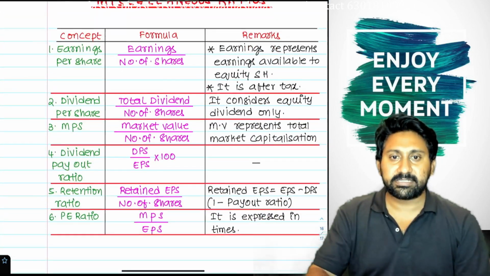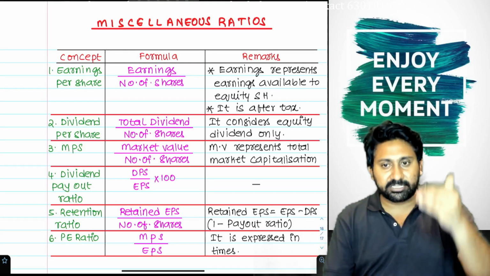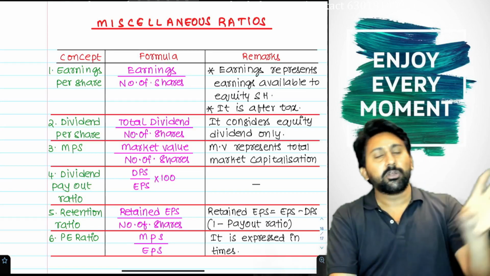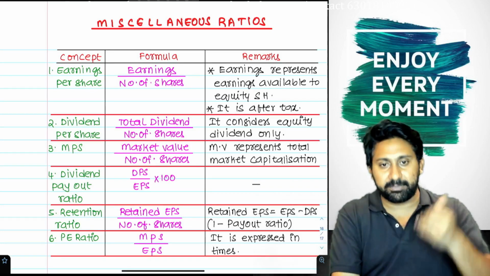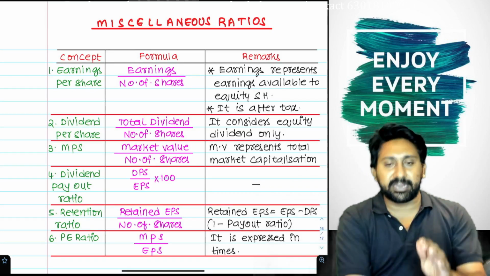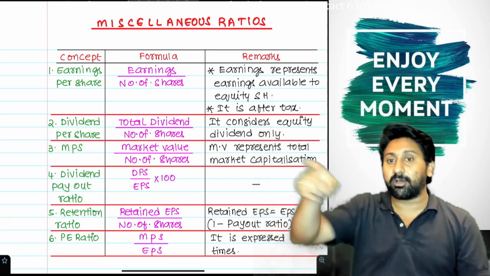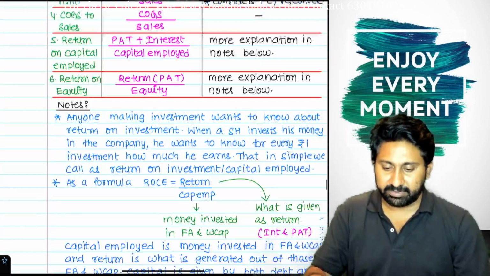Miscellaneous ratios. Earnings per share, EPS, is total earnings by number of shares. Dividend per share is total dividend by number of shares. MPS is total market capitalization divided by number of shares. Dividend payout is DPS by EPS. Retention ratio is retained earnings per share divided by number of shares. P/E ratio is MPS by EPS. All these were already covered in the previous chapters. Nothing great. Okay. Now, summarize everything.